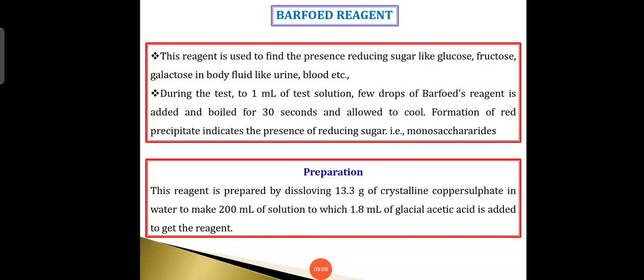Next, Barfoed reagent. So this reagent is used to find the presence of reducing sugars like glucose, fructose, galactose in the body fluid like urine, blood, etc.